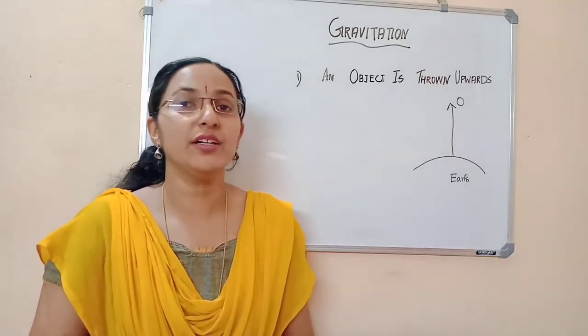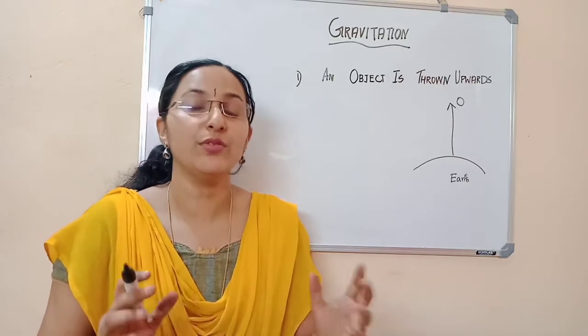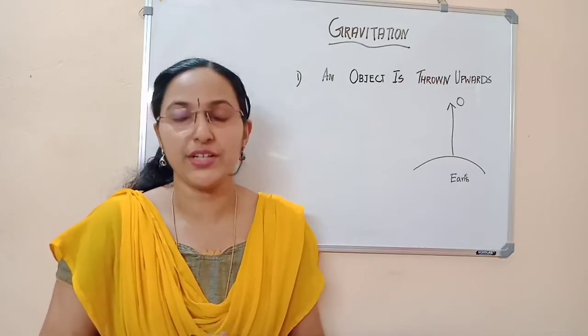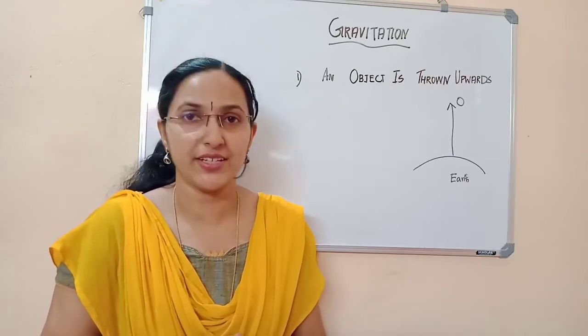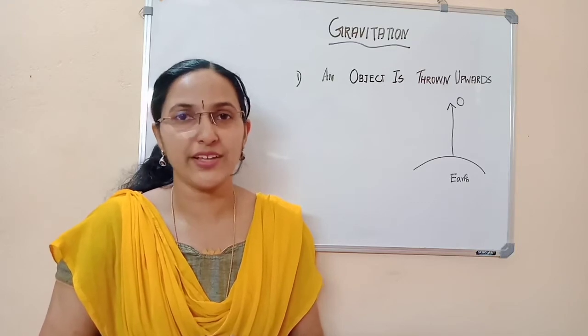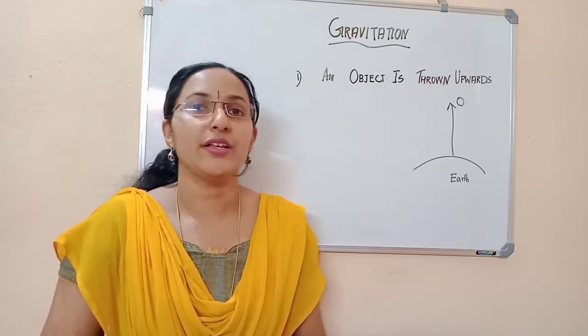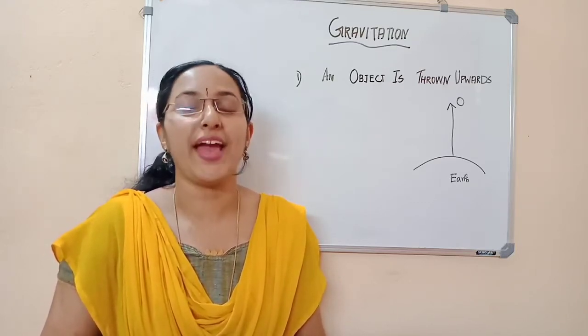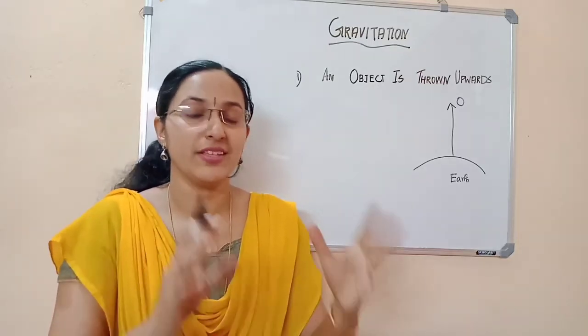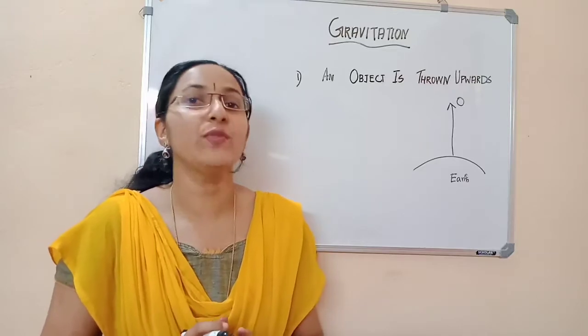Today we are dealing with acceleration due to gravity, and how it will affect the equations of motion. You know the three equations of motion: v is equal to u plus at, s is equal to ut plus half at square, and the last one is v square is equal to u square plus 2as. So how does this acceleration due to gravity affect these equations of motion? We can deal with it.